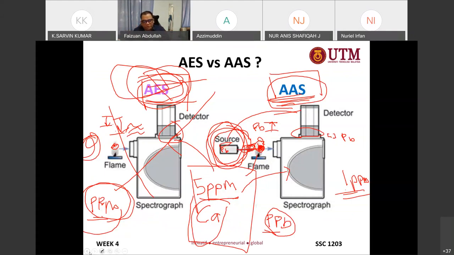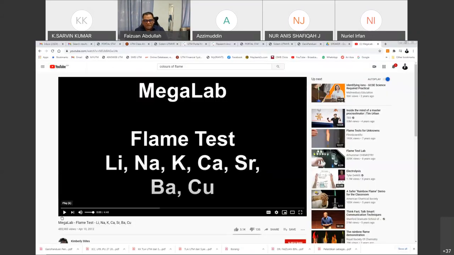Let me show you a video first. What is the difference between the flame colors for different elements, right? You can see the YouTube video.